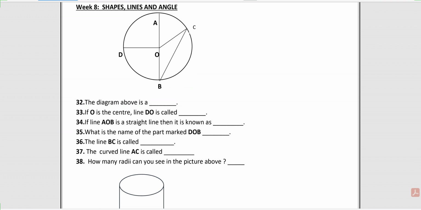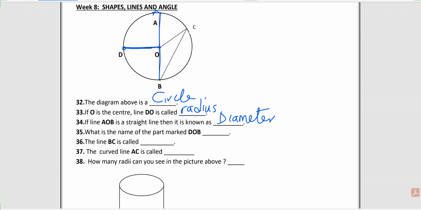Now, for this shape, we have this diagram above, which is called a circle. If O is the center, then line DO is called the radius. While line AOB is a line that divides the circle into two equal parts, and it is called the what? The diameter. It's called the diameter. The diagram above, like we said, is a circle.